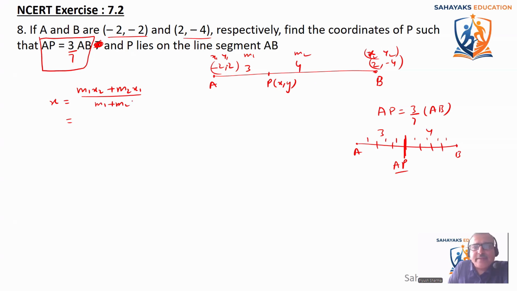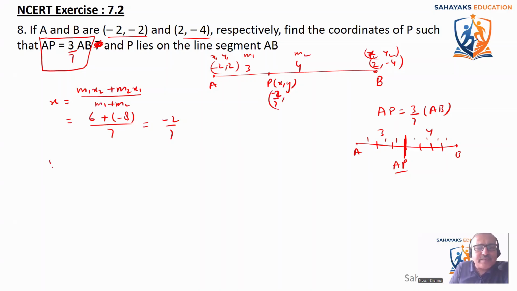So let's write 3 into 2. It is 3 into 2, 6 plus 4 into -2 is -8 divided by 3 plus 4, 7. So the value of X comes out to be -2 by 7.